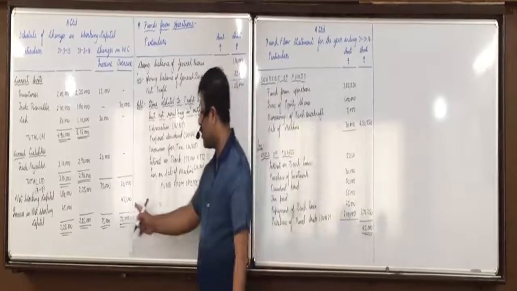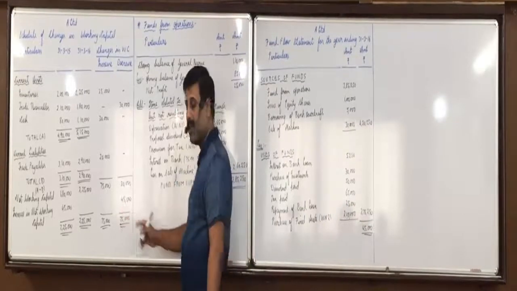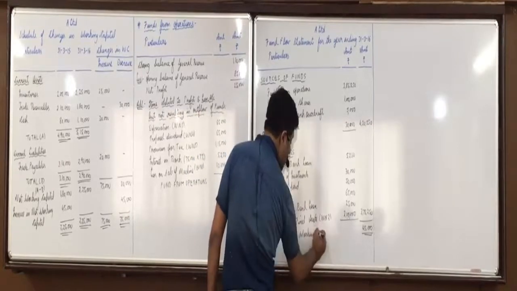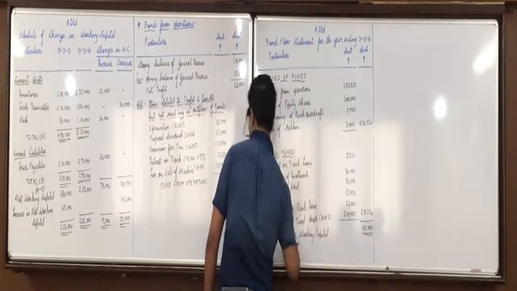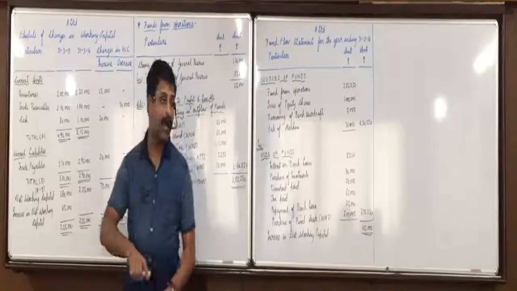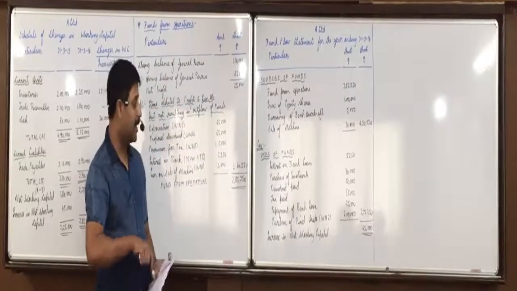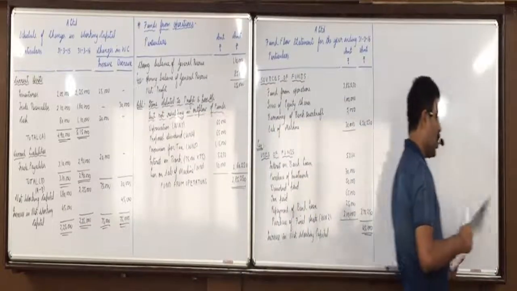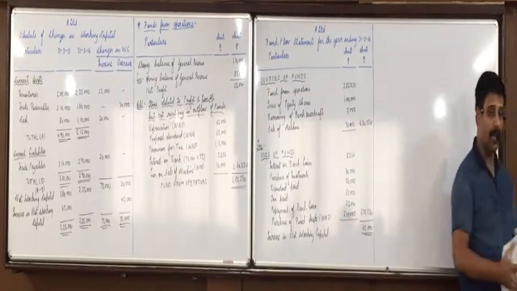In step 1, what was the increase in net working capital? 45,000. So everyone is clear with this? Means first we found the increase in net working capital, and these are the reasons why net working capital is increasing by 45,000. Okay. So all are clear with this difference in fixed assets working?